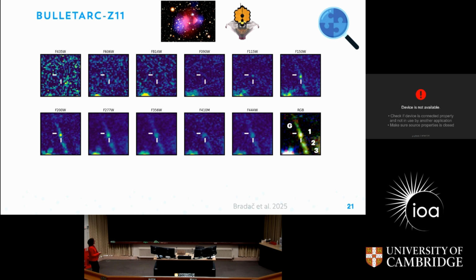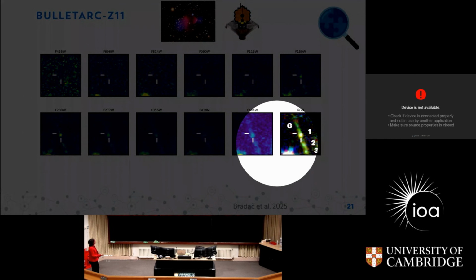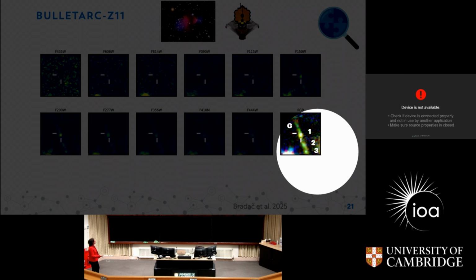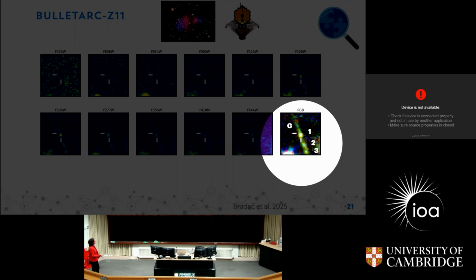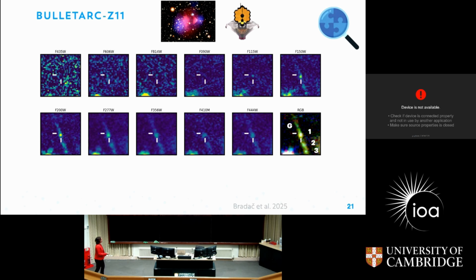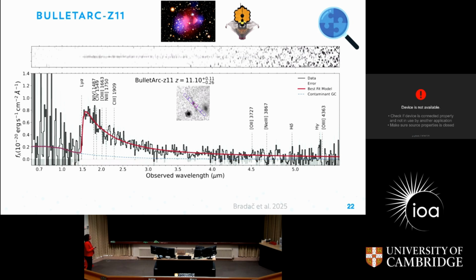But this galaxy, you can see it here on the bottom. What we immediately saw is that it's not just a galaxy, but it has 3 unresolved or semi-resolved clumps in it. And what was also exciting about it, we put a slit on it with NIRSpec. And so here is a spectrum of this galaxy. And we measure its redshift to be redshift 11.